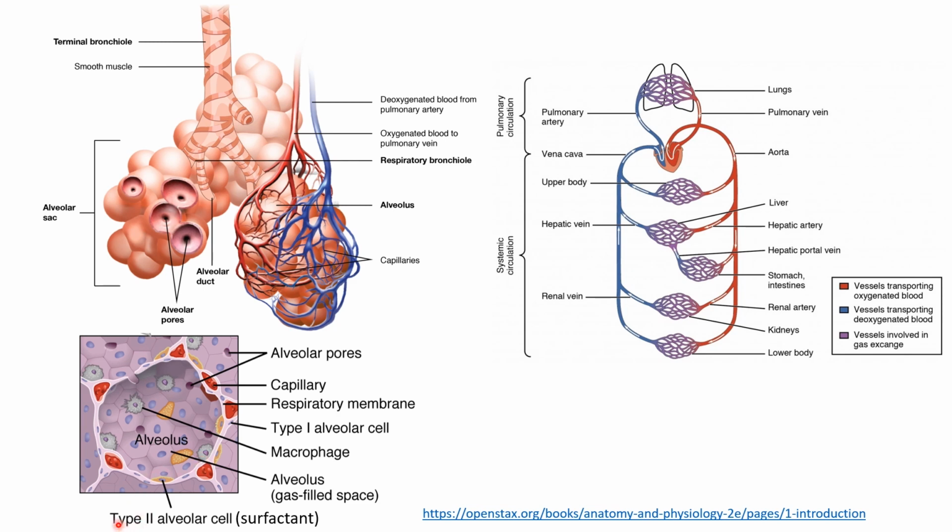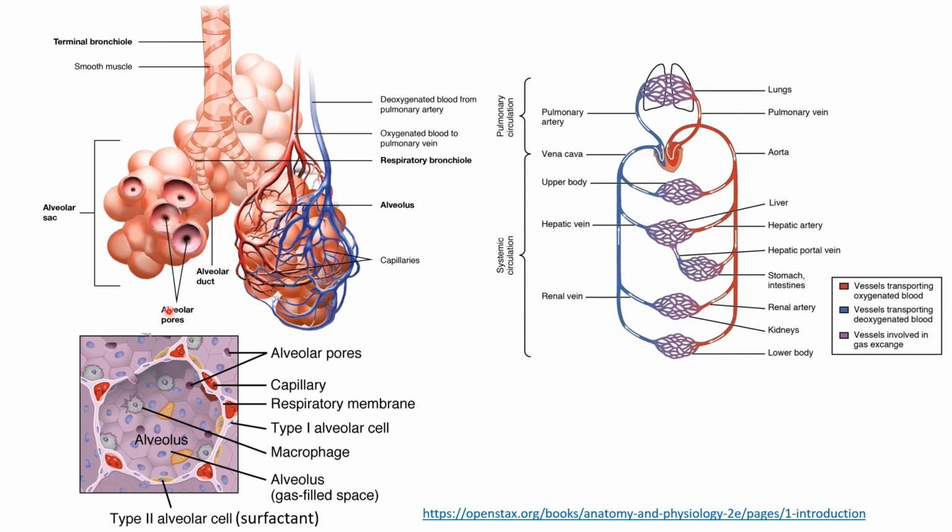You should also pay attention to these type 2 alveolar cells. These are cells in the lungs, and they secrete something called surfactant. And what is surfactant? It's what keeps the alveoli open. Otherwise the alveoli will collapse on themselves.